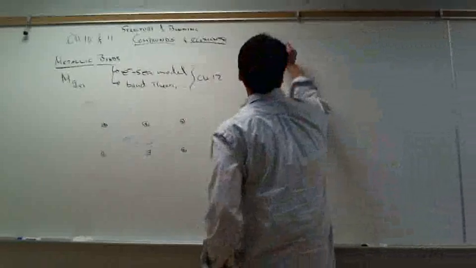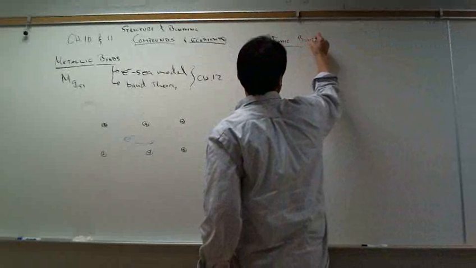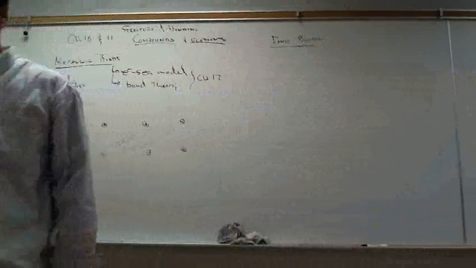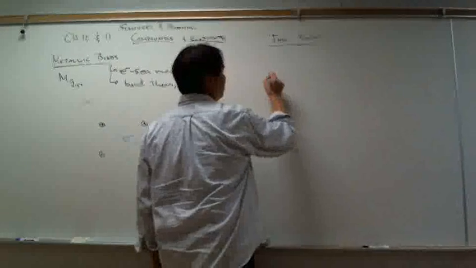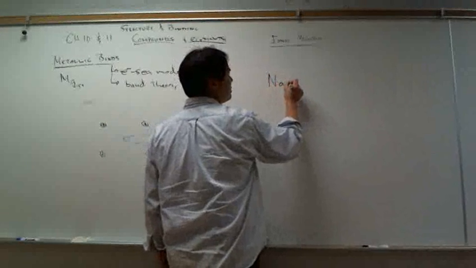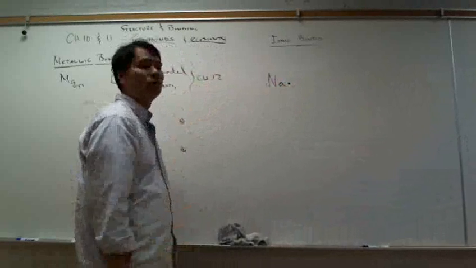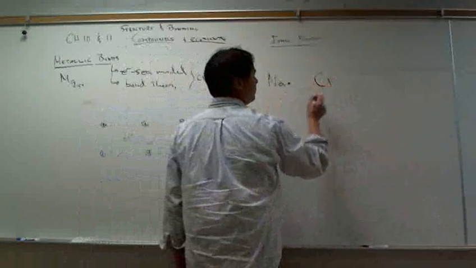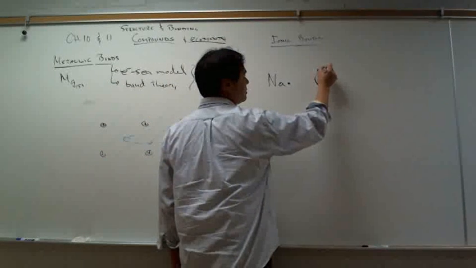Then we have ionic bonds, right? Let's take a look at an example of an ionic bond, like sodium chloride. If we look at sodium, sodium has one valence electron. And you guys are familiar with Lewis symbols? Mm-hmm. And then what's the Lewis symbol for chlorine? It's a Cl with how many dots? 7.